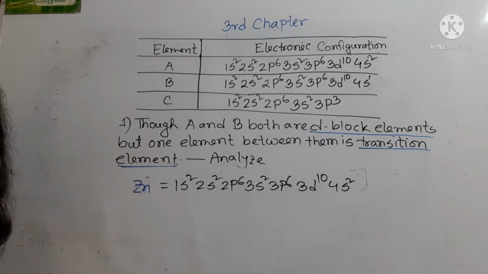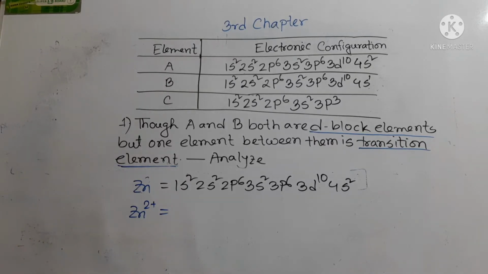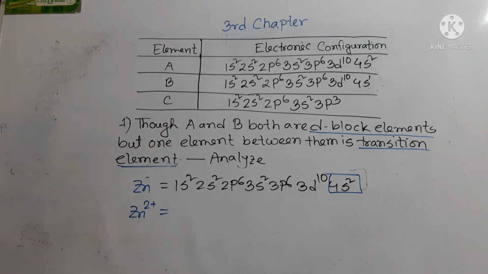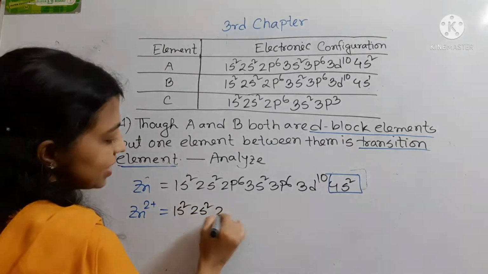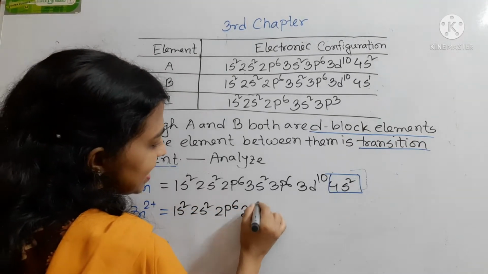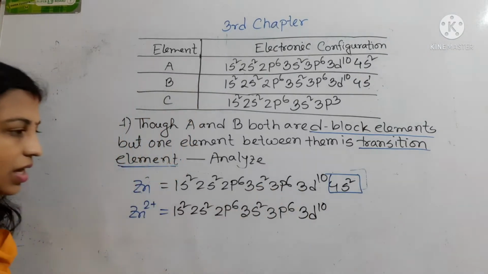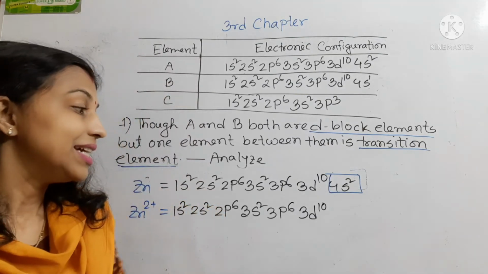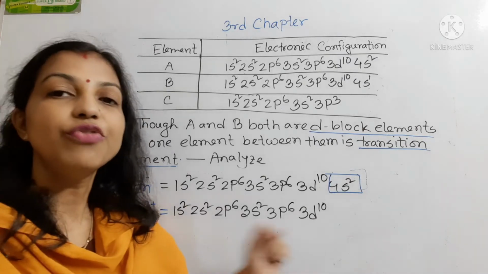You know the stable ion of zinc is zinc 2 plus. To form zinc 2 plus, zinc releases 2 electrons from the 4s orbital. So when zinc 2 plus is formed, its electronic configuration is 1s2, 2s2, 2p6, 3s2, 3p6, 3d10. From this, you can see that its d orbital is not partially filled or half filled. Its d orbital is fully filled.